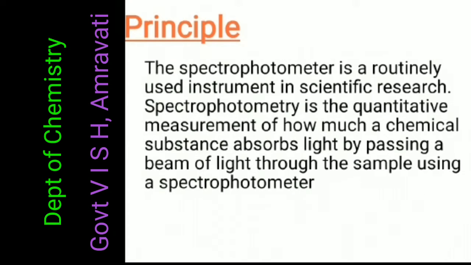So before moving towards the practical, firstly we'll see what the aim and the principle of this is. The principle is that the spectrophotometer is a routinely used instrument in significant research. A spectrophotometer is a quantitative measurement of how much a chemical substance absorbs light by passing a beam of light through the sample. The overall conclusion is that when a chemical substance is applied, by passing a beam of light, if we get any result, that is the overall use of the spectrophotometer.